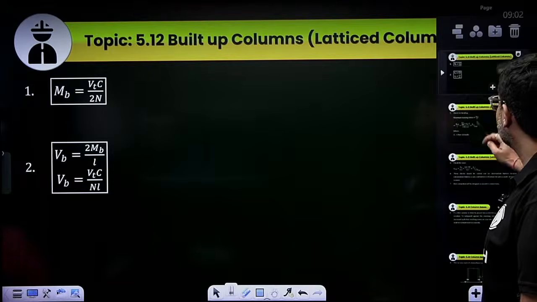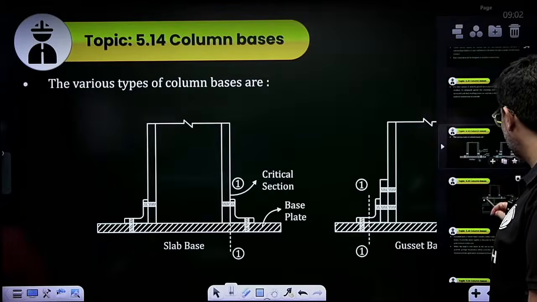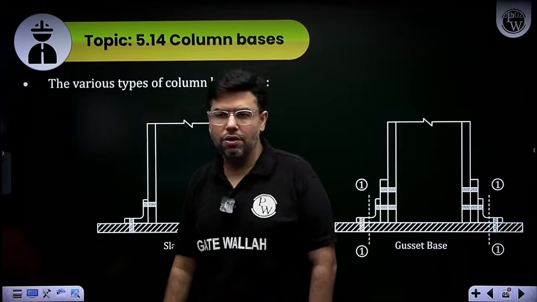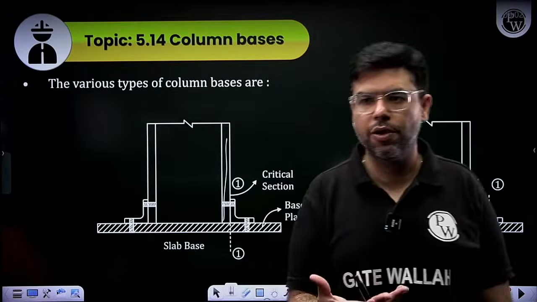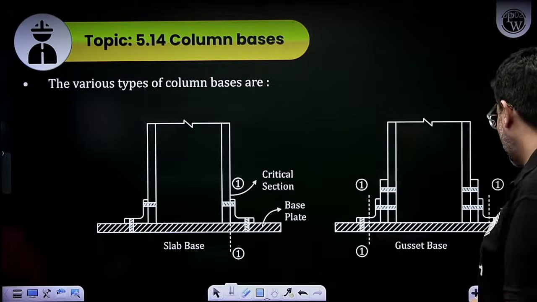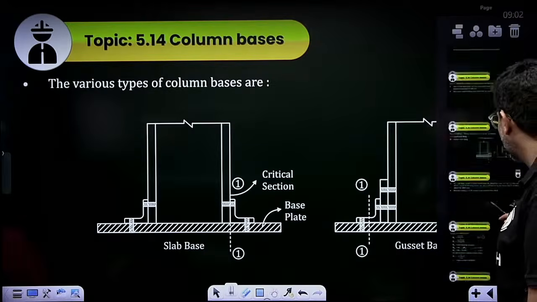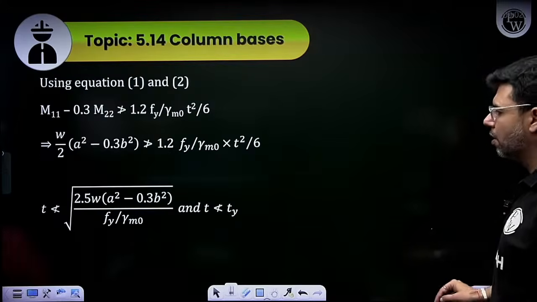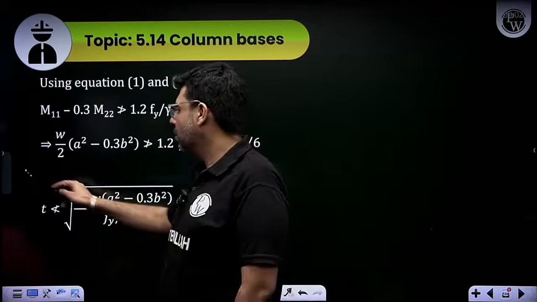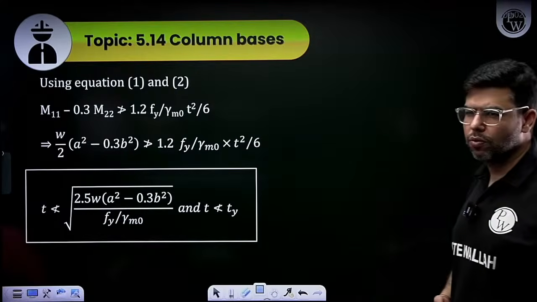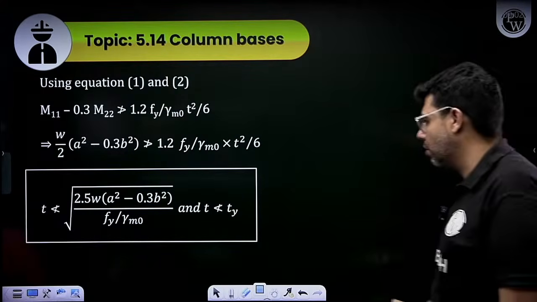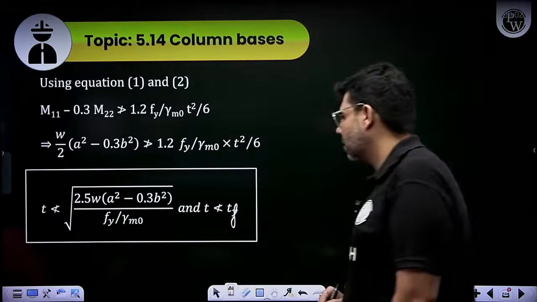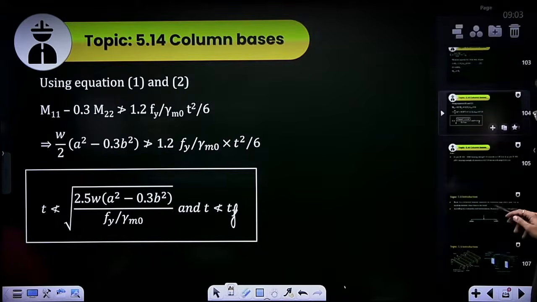Then we have column bases. The thickness of the column base formula you should understand. This is a column base. You don't directly keep the steel column on a concrete pedestal. You first make a column base so that the load is uniformly distributed. So how will you design the thickness of this column base? Here the formula is given, so please remember it. The thickness is the square root of 2.5 w (a square minus 0.3 b square) times fy by gamma mo. Only one or two questions were asked, not that important. And t should not be less than the thickness of the flange, tf. So this was all about column base.